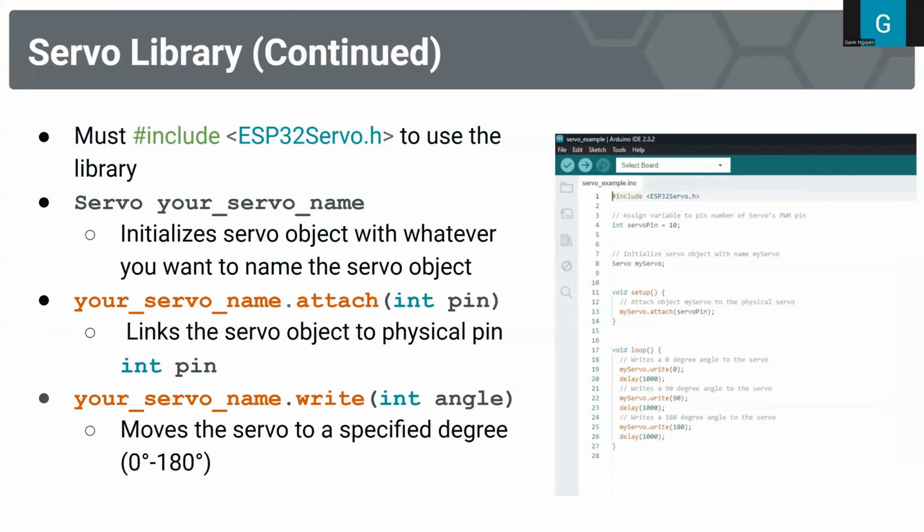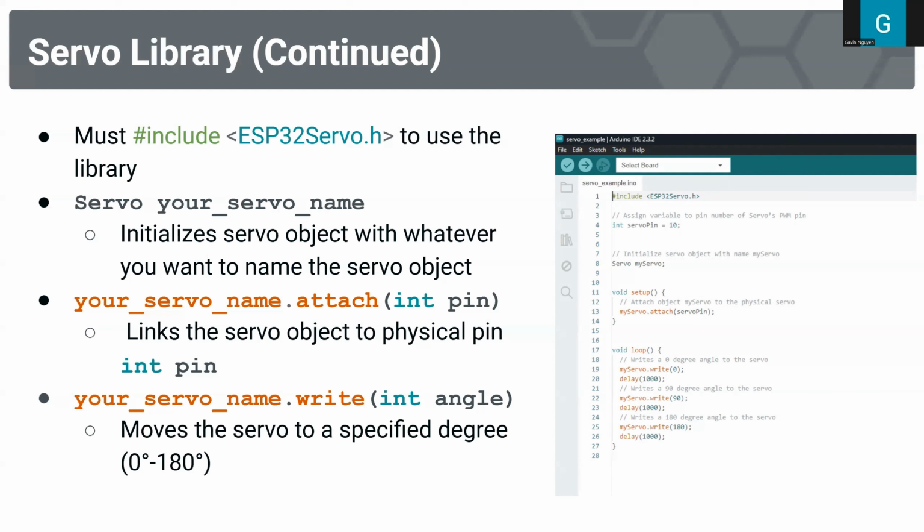In order to use the servo library, you're going to use #include ESP32Servo.h. What this does is that it includes the library in your code. So in our example code, you can see that in our first line, we have done #include ESP32Servo.h to include that library so that we can use it. Next, these next set of functions and initializing objects are going to be necessary so that you can control the servo.